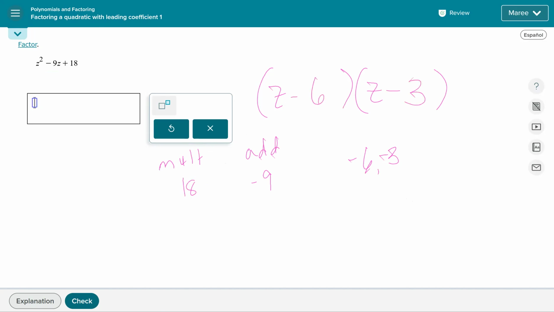Again, the order you put them in doesn't really matter. So z minus 6 and z minus 3.